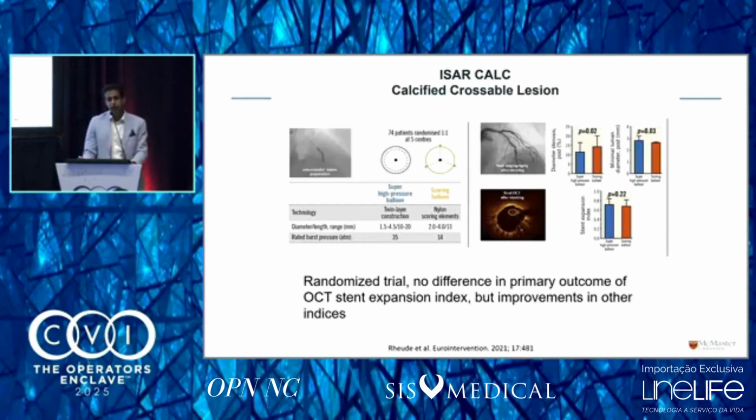There's a randomized trial called the ISAR-CALC trial looking at the super high pressure balloon versus a scoring balloon, and it showed initially a better reduction in diameter stenosis, but the final stent expansion was fairly similar.